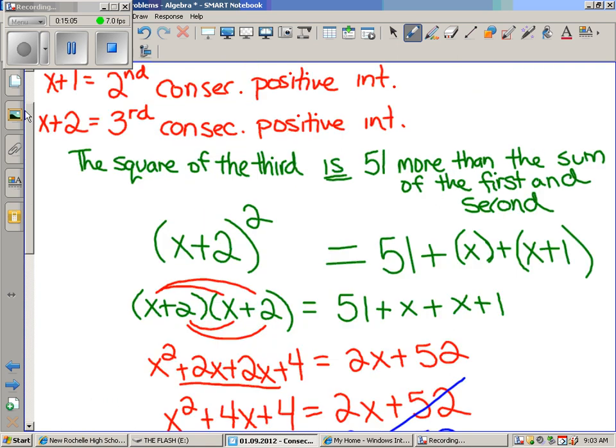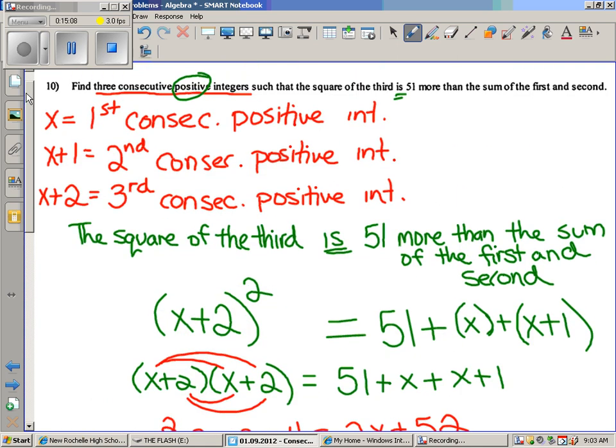Let's take 6. Let's plug it back in. So 6 is the first one. What's the next one? And what's the third one? And there is our answer. Whoa. That's it.